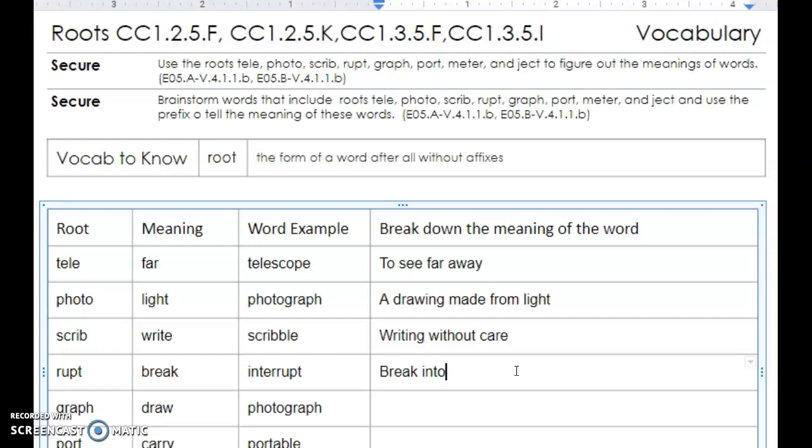So those are the four that we're going to work on: tele, photo, scrib, and rupt. Tele means far, photo means light, scrib means write, and rupt means break.